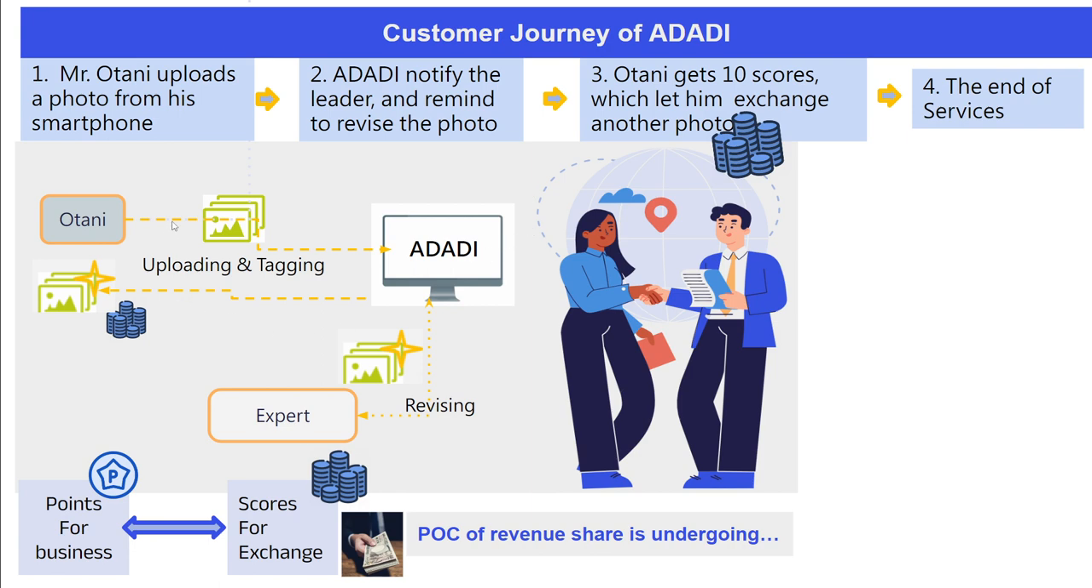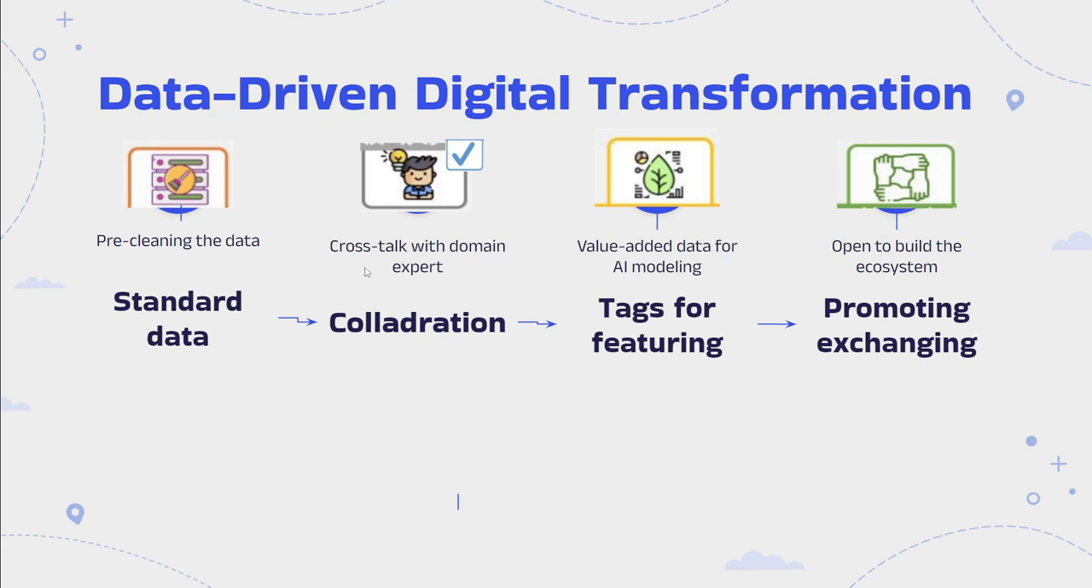And if Mr. Otani doesn't have any images, he can pay to buy photos from other members. We want to use the Agdaddy platform to speed up the digital transformation in agriculture. So the next step will be the data-driven digital transformation.